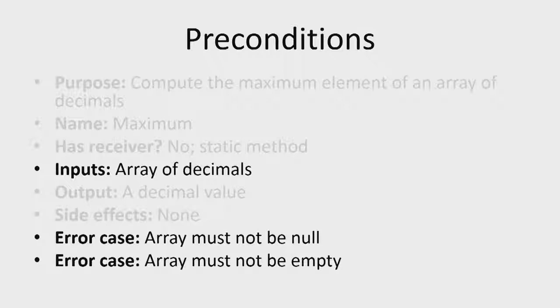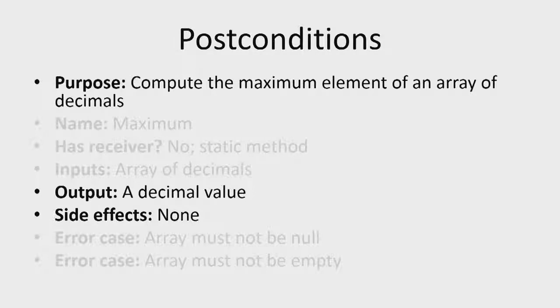Now we are very vague about the things that have to be true after the method is done. So let's take a look at those. We know that the purpose of the method is to compute the maximum element of an array of decimals, that the output is a decimal value, and that there are no side effects. That's pretty vague. So these are the things that have to be true when the method is done: a decimal has to come out, and nothing else has to have changed.